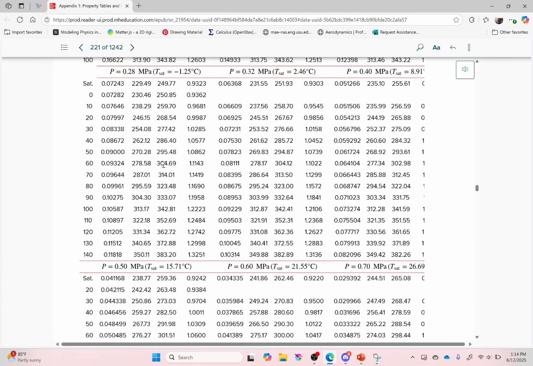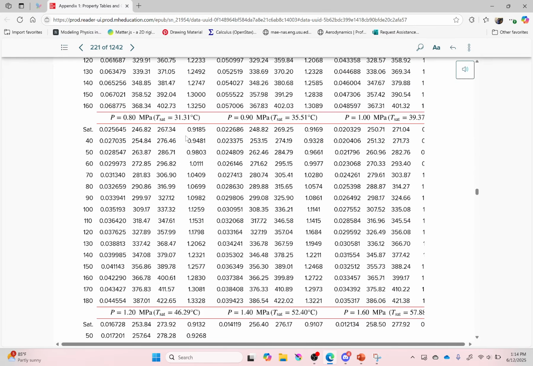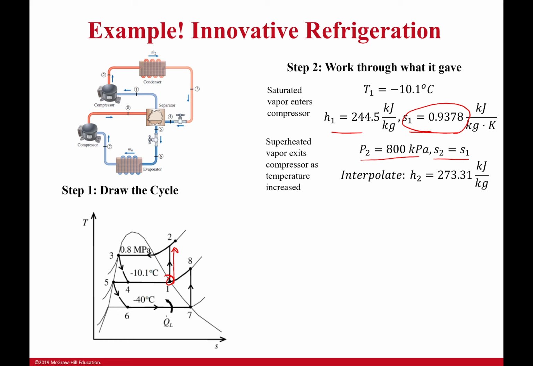I do kind of wish that moved with you, but it doesn't. And there we are. And so my entropy is between these two values, and I'm going to have to interpolate to figure out what it is. Okay, so with that, let's jump back to our problem. We interpolated, and we got an enthalpy of 273 kilojoules per kilogram. Okay, so we're doing good here.